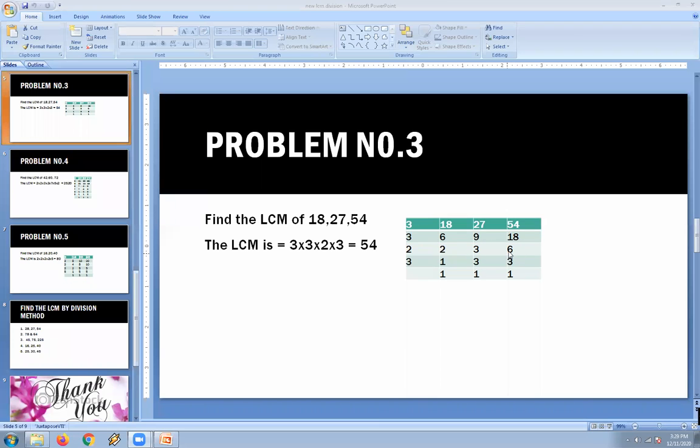Now see here, 6 is not a prime number but 2 and 3 are prime numbers. If you want to divide 2 and 3, they have to be divided by the same numbers, but 6 can also be divided by 2. So we have taken 2 here.